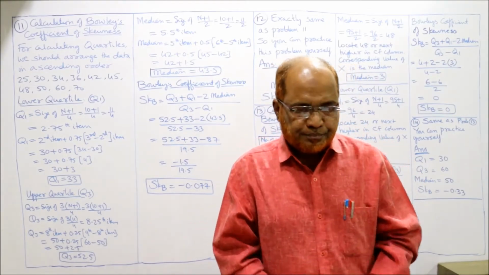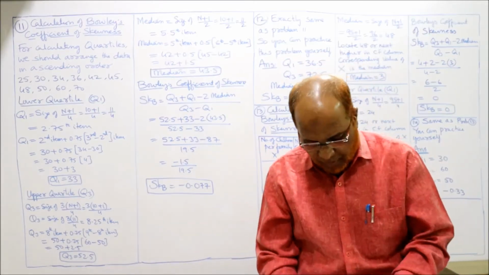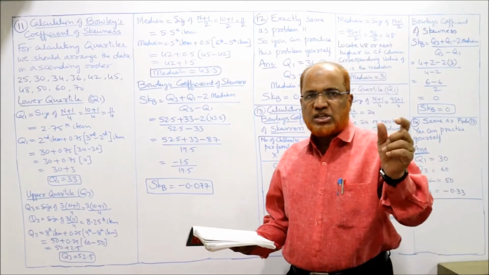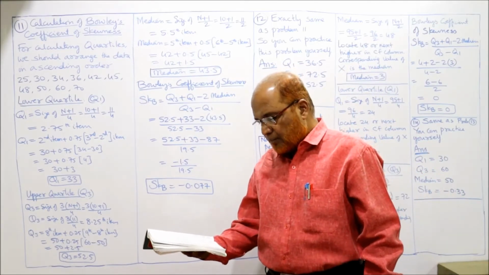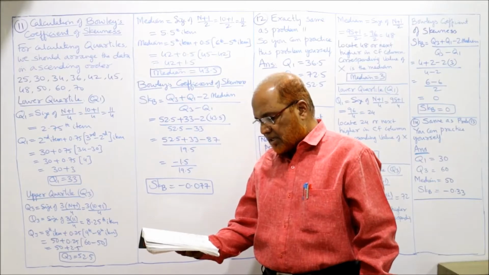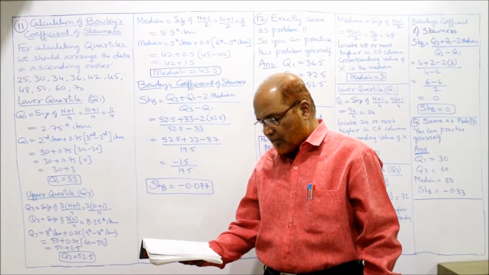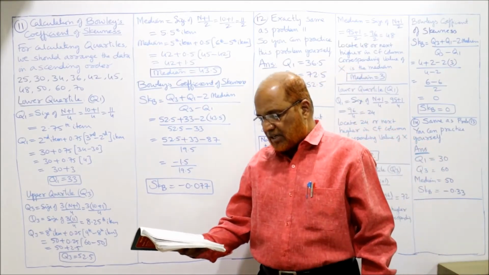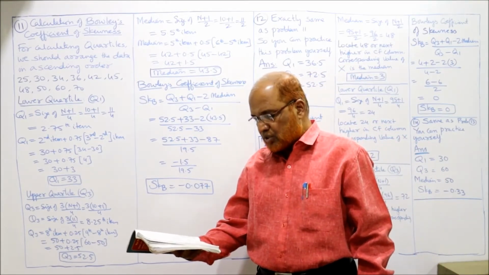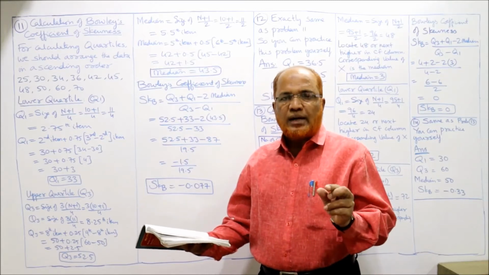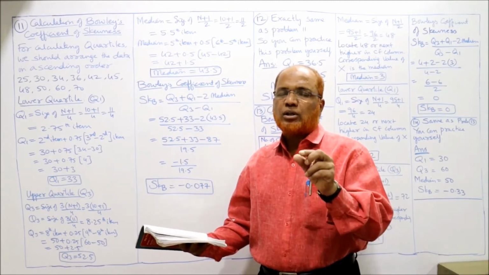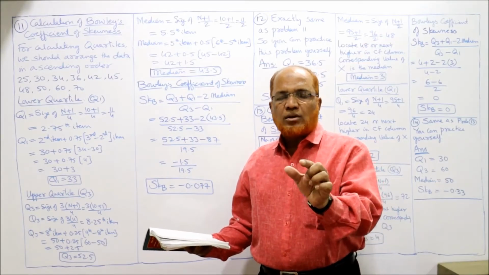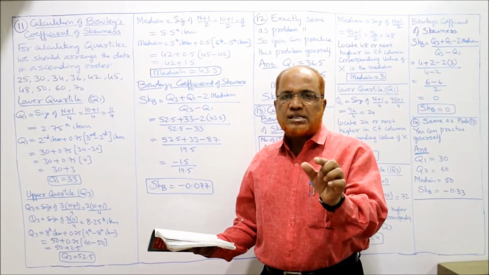So, 11th problem. See the problem number 11. Already you have the printout of all the problems which I have given in the link. Find Bowley's coefficient of skewness of the marks obtained by 10 students in economics. The values are given: 25, 50, 45, 30, 70, 42, 36, 48, 34, 60. The individual values are given. We are required to find out Bowley's coefficient of skewness. Remember, Bowley's coefficient of skewness is based on quartiles and median.